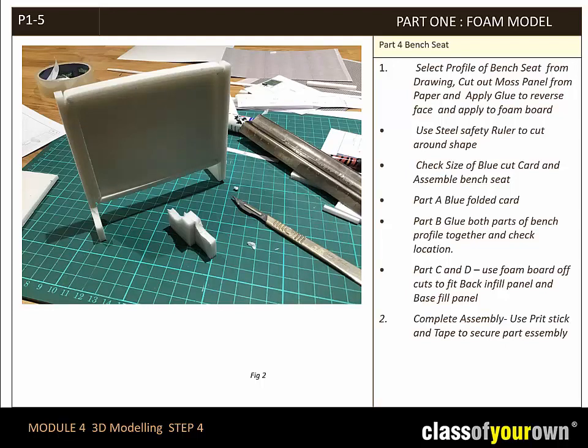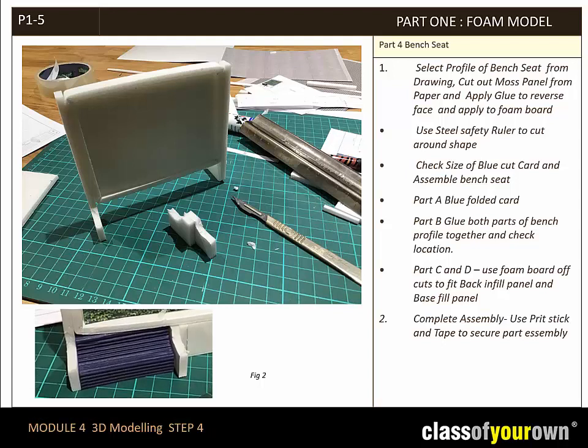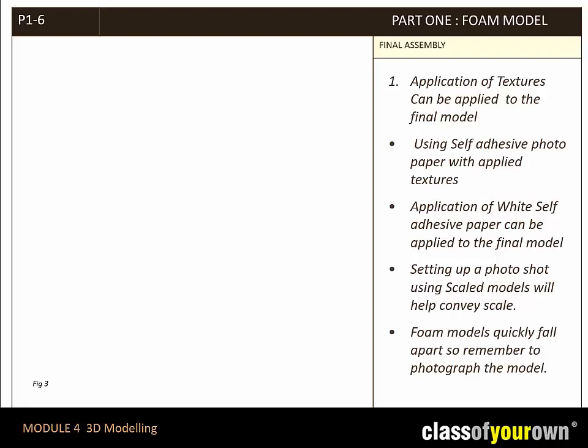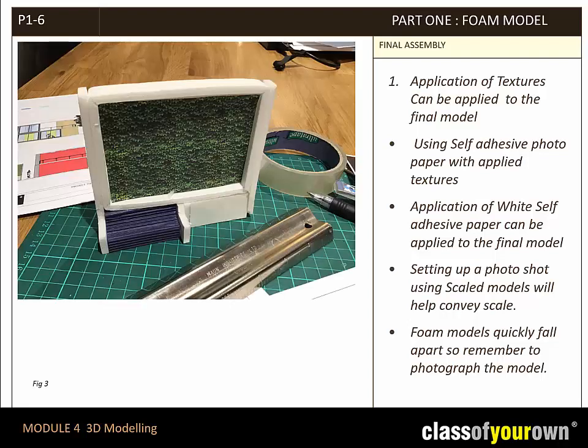As far as assembly is concerned, we can then use our Pritt stick or our double-sided tape to assemble our model. And then finally, we can apply our textures. We might apply a photograph.